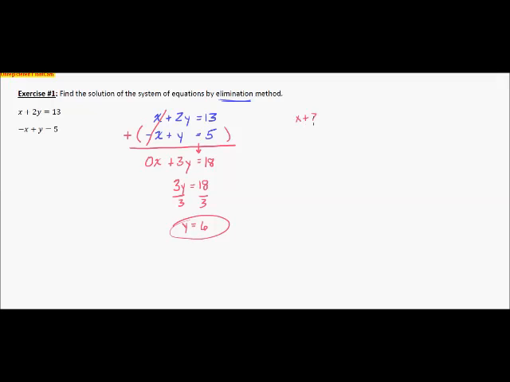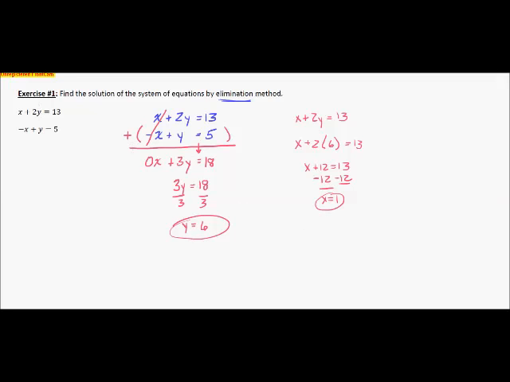Doesn't matter which one. I'm going to take the top one, and I'm going to substitute in what I got for y into the equation. So x plus 2 times 6 equals 13. And now I'm going to just simply solve for x. So I get x plus 12 equals 13. I'm going to take away 12 from both sides, and x equals 1.